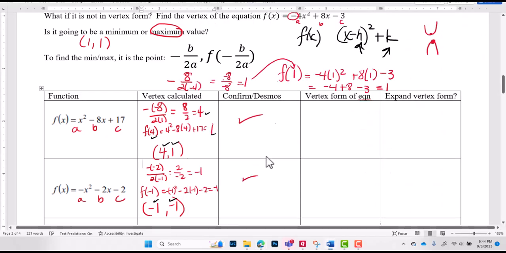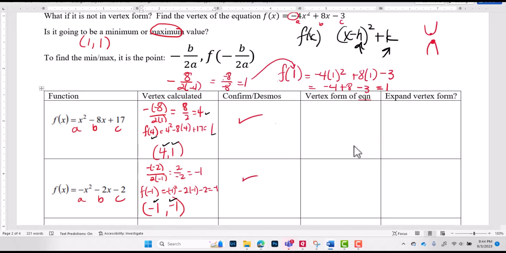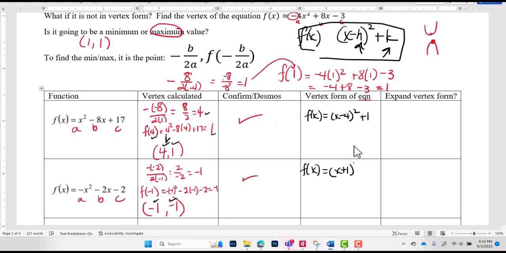So now the vertex form of the equation, what we're going to do is go backwards on this. We've been pulling it out of this equation. Let's put it back in this equation. So f of x is equal to x minus 4 squared, because remember, the one inside the parentheses is the opposite of this value here in the vertex. Then plus 1. This one down here should be f of x is equal to x plus 1, remember, again, it's the opposite on the inside with the x value, and then minus 1.